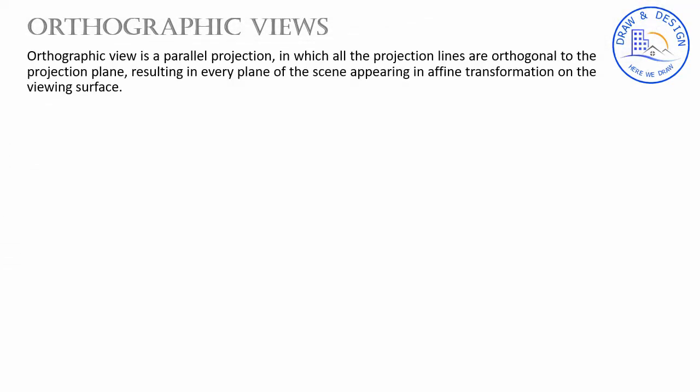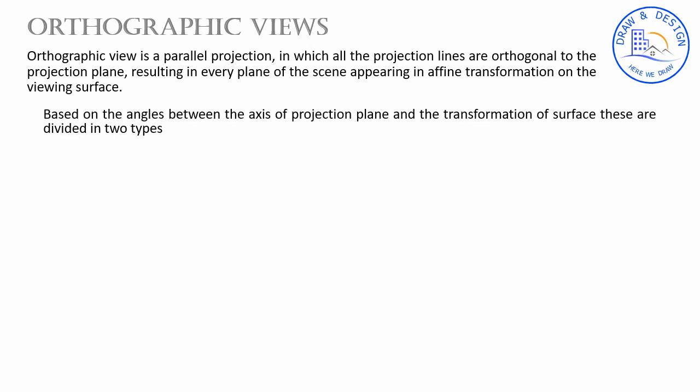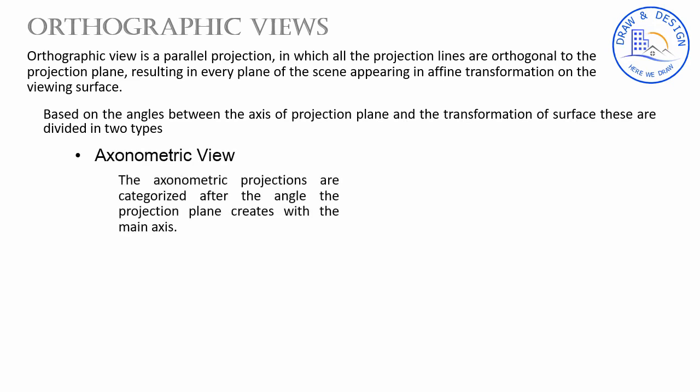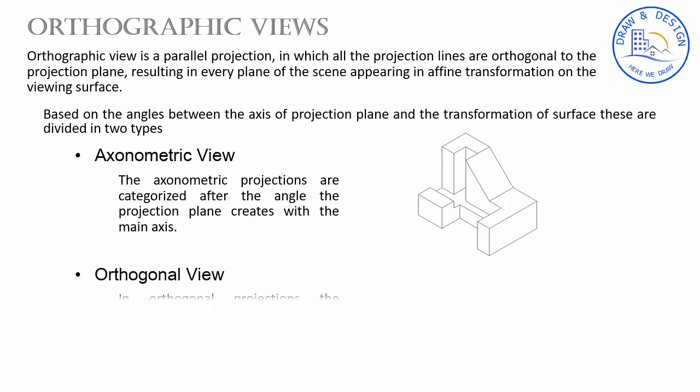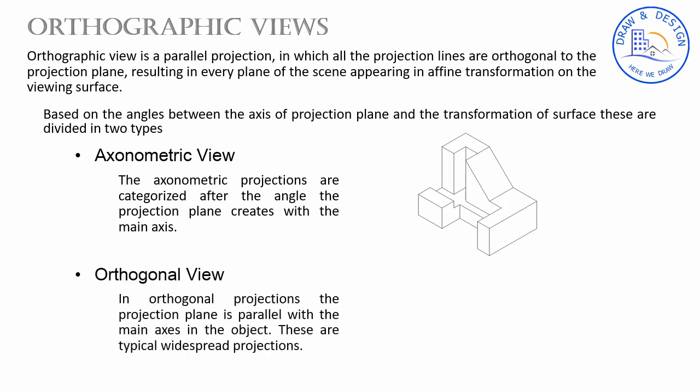Orthographic view is a parallel projection in which all the projection lines are orthogonal to the projection plane, resulting in every plane of the scene appearing in affine transformation on the viewing surface. Based on the angles between the axis of projection plane and the transformation of surface, these are divided in two types. The axonometric projections are categorized after the angle the projection plane creates with the main axis. In orthogonal projections, the projection plane is parallel with the main axes in the object. These are typical widespread projections.